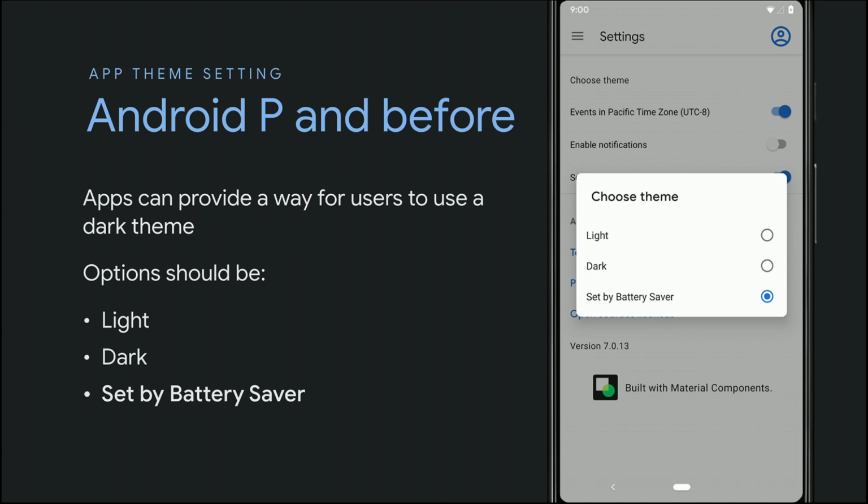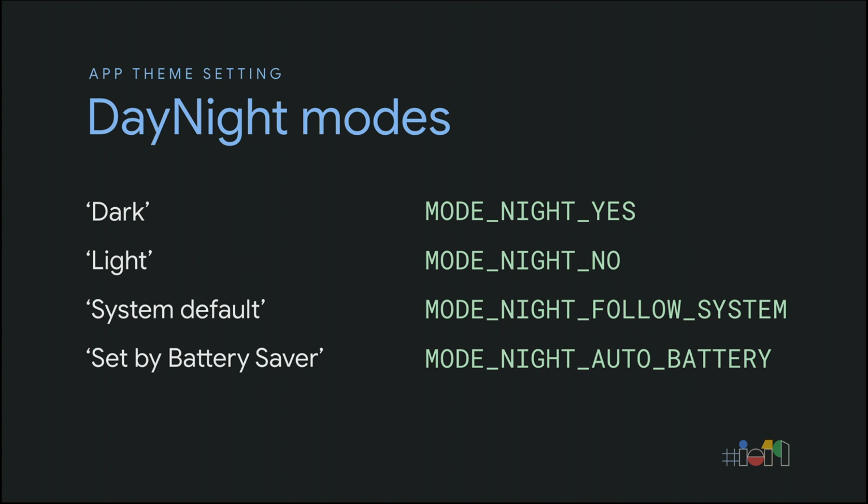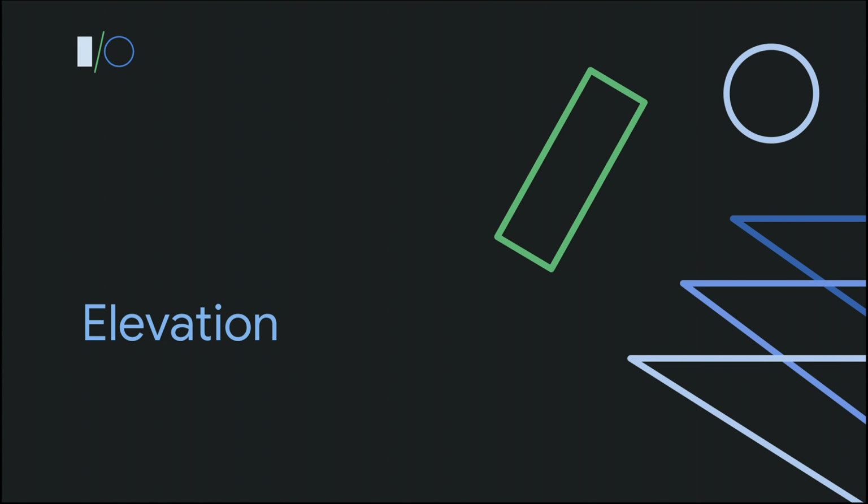If you're running on Android P or before, because we don't have that system setting, the options are slightly different. They're now light, dark, and set by battery saver. Now, the keen-eyed among you will notice that those options map pretty directly to some of the app modes, and that's totally on purpose. There's a one-to-one correlation between those options and the modes we actually have and we offer you. So now I'm going to hand over to Nick to talk about how elevation works with dark theme.